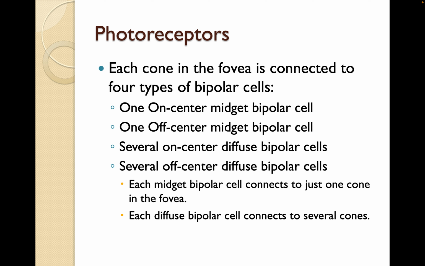Each cone in the fovea is connected to four types of bipolar cells: one on-center midget bipolar cell, one off-center midget bipolar cell, several on-center diffuse bipolar cells, and several off-center diffuse bipolar cells. Each midget bipolar cell connects to just one cone in the fovea. Each diffuse bipolar cell connects to several cones.